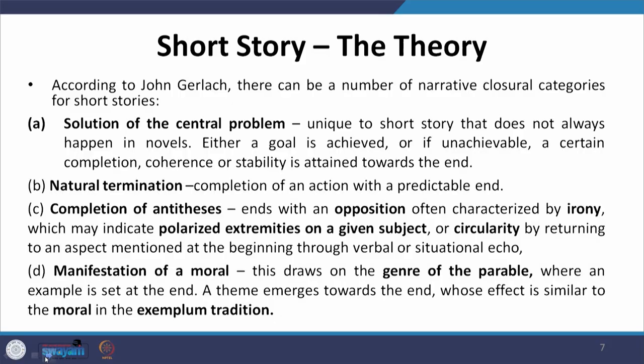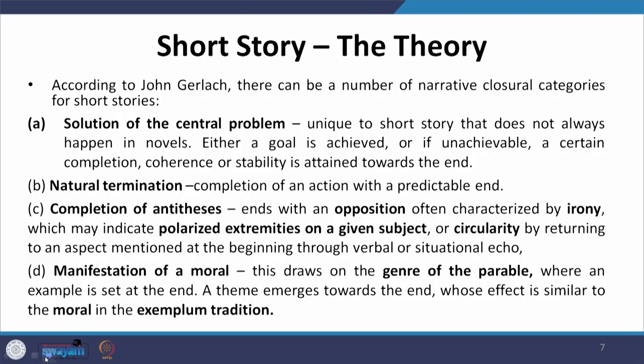Next, Gerlach talks about the second possibility of closure, which is natural termination of the story, meaning that a completion of an action takes place with a predictable end. Next is completion of antithesis. So, the story ends with an opposition often characterized by irony, which may indicate polarized extremities on a given subject, or circularity by returning to an aspect mentioned at the beginning through verbal or situational echo. Right?